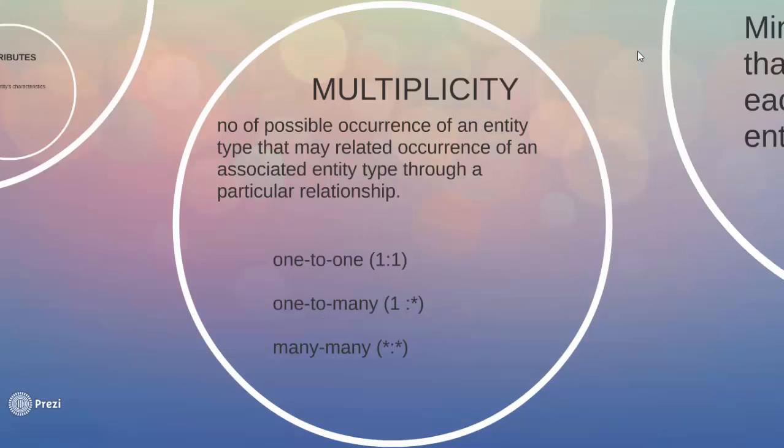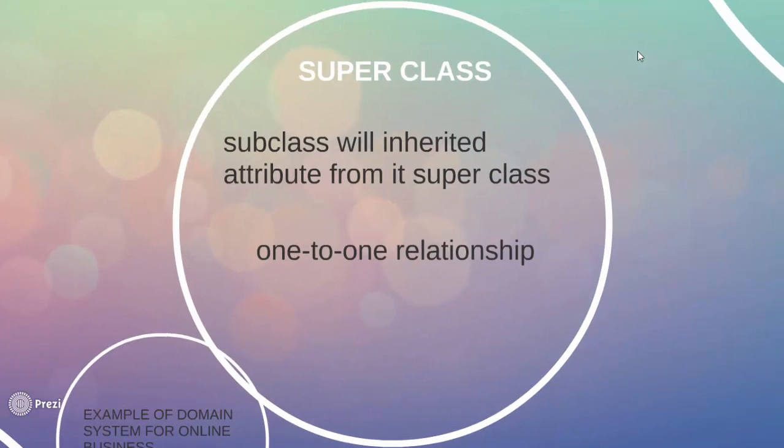Multiplicity. Multiplicity is number of possible occurrence of an entity type that may related occurrence of an associated entity type through a particular relationship. There are three multiplicity in ERD: one-to-one, one-to-many, superclass. Subclass will inherit attribute from each superclass. Usually, superclass and subclass has one-to-one relationship.